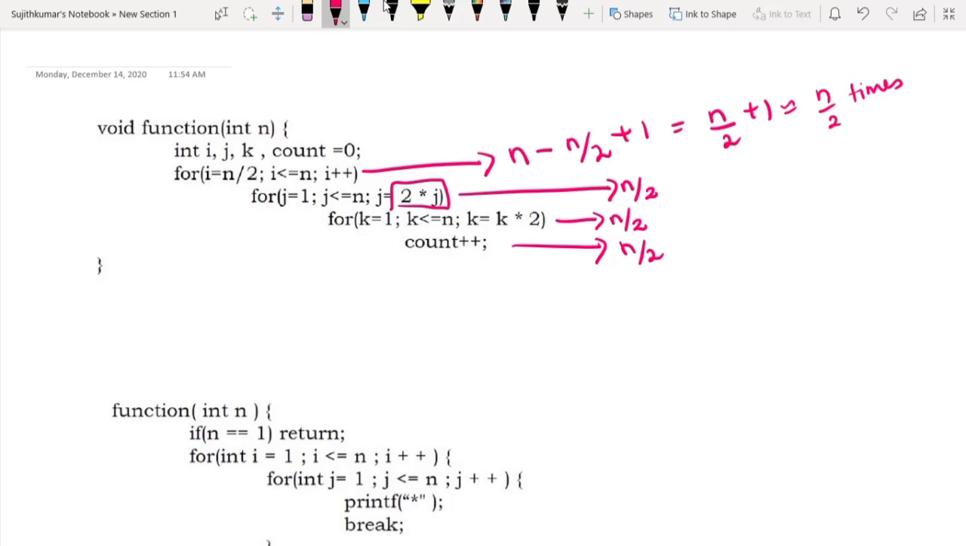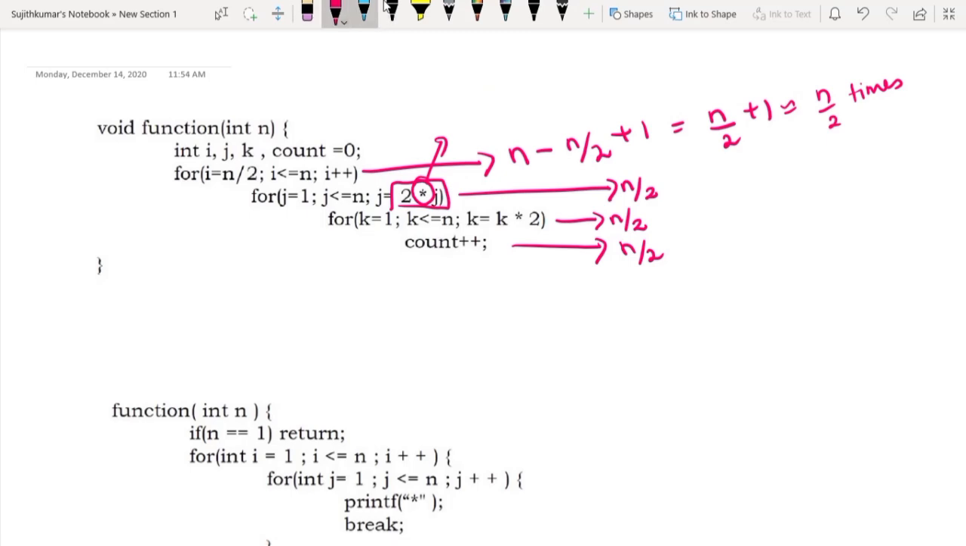Could you remember this? 2 into j. Even when you are multiplying, your problem is getting cut down by a fraction. Understand that when you are multiplying the counter variable, the iterating variable, by 2, you are cutting down the iteration by a fraction of 2. We clearly saw this in the previous video, right? How to identify the time complexity in such a case.